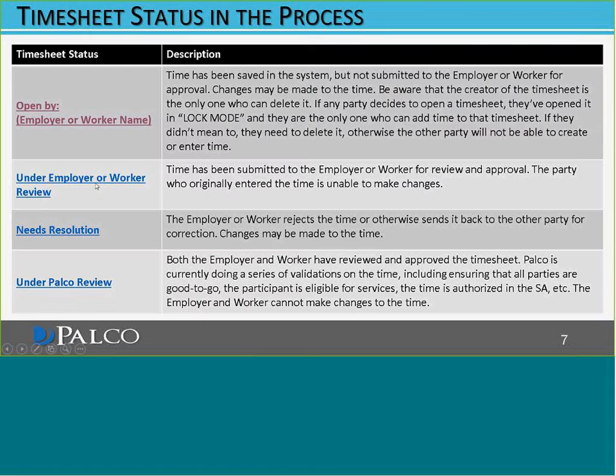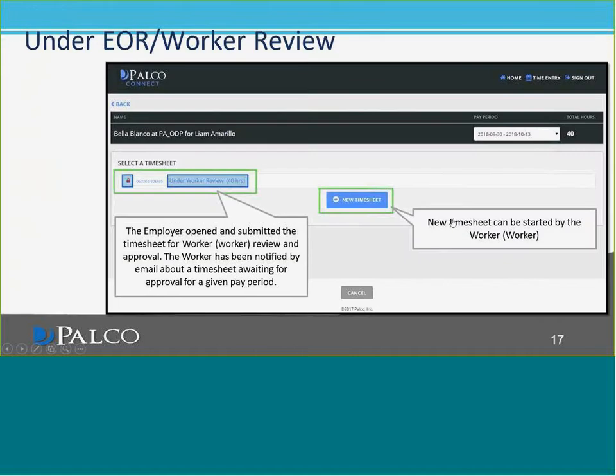The next status is under employer or worker review. Time has been submitted to the employer or worker for review and approval. The party who originally entered the timesheet is unable to make changes. So let's check that. This is what you're going to see in the application. Okay? You see the timesheet number over here, and the status is under worker review, and you will see your total hours. The employer opened and submitted the timesheet for worker review and approval. The worker has been notified by an email about the timesheet awaiting approval.